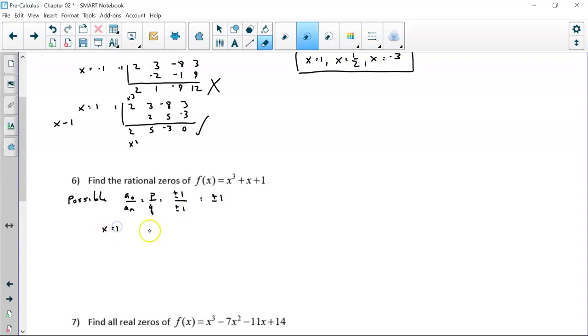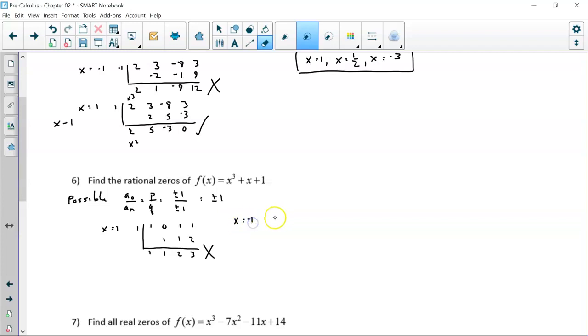Let's try the 1 first. 1 goes on the outside. And on the inside, 1, 0. We need that placeholder, 1, 1. Bring down the 1, 1. Add, we get a 1, a 2, a 2, remainder of 3. That's no good. That didn't work.